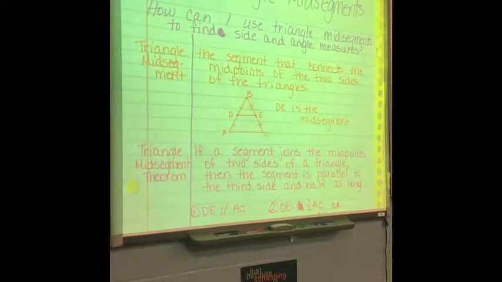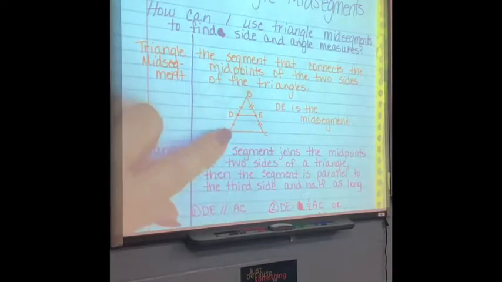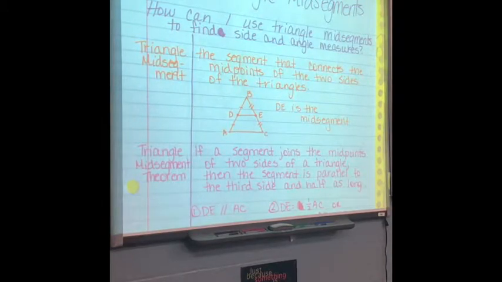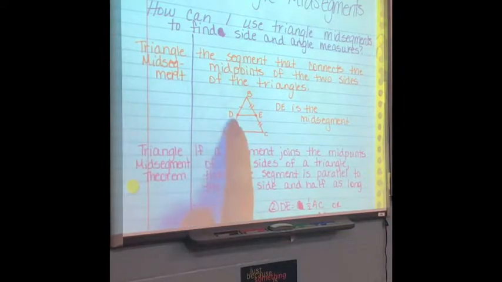All right, so we're looking at triangle midsegments, how we can use the triangle midsegments to be able to identify side and angle measures. So the first thing you need to know is that the midsegment connects the midpoints of the sides. So point D is the midpoint of AB, and we know that because of the congruent segments, right? If it's a middle point, it cuts the one into two congruent pieces. Same thing over here. E is the midpoint here, and we know that because BE and EC are congruent. Therefore, the line that connects those 2 points, DE, is what we call the midsegment, okay?